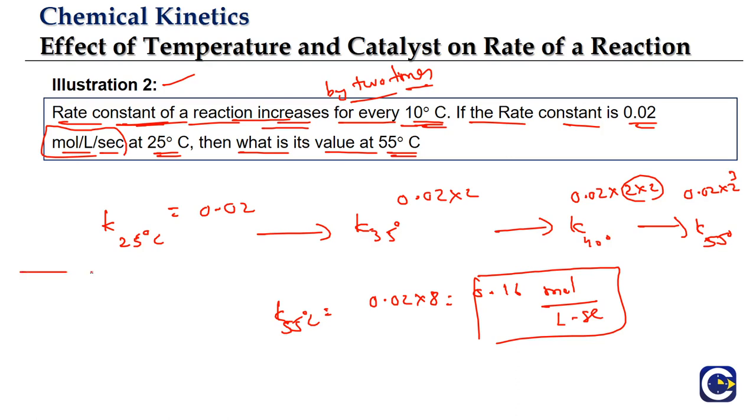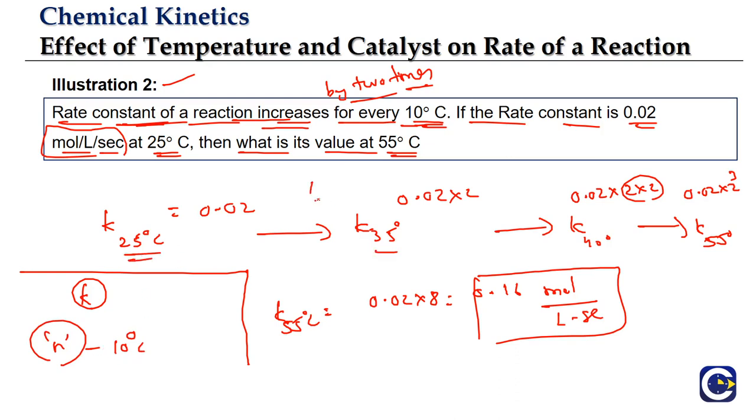In terms of generalizing this, if we have a rate constant K at a particular temperature, and we have n number of these 10 degree steps, then moving from 25 to 35 is 1 step. Moving from 25 to 45 is 2 steps. Moving from 25 to 55 is 3 steps. If you have n number of steps, then the final rate constant K dash will be equal to K into 2 to the power of n. This formula we can remember to answer any such questions. These are the kinds of questions we can expect on the temperature coefficient of the rate constant.